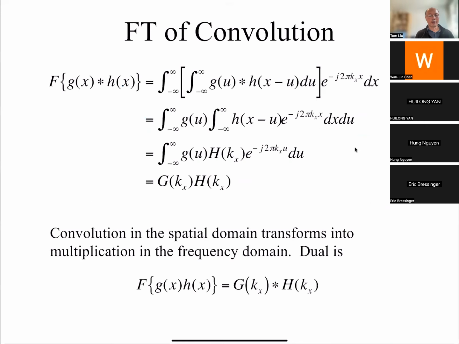Okay. So another really, really important thing that we're going to use all the time is what's the Fourier transform of a convolution? So this is now where I have g of x convolved with h of x. And it turns out the answer is just I multiply the two Fourier transforms by each other. Okay. And remember, this is not separability.